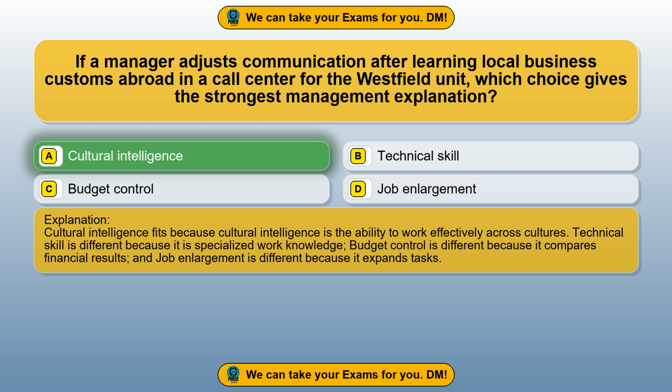Cultural intelligence fits because cultural intelligence is the ability to work effectively across cultures. Technical skill is different because it is specialized work knowledge. Budget control is different because it compares financial results, and job enlargement is different because it expands tasks.